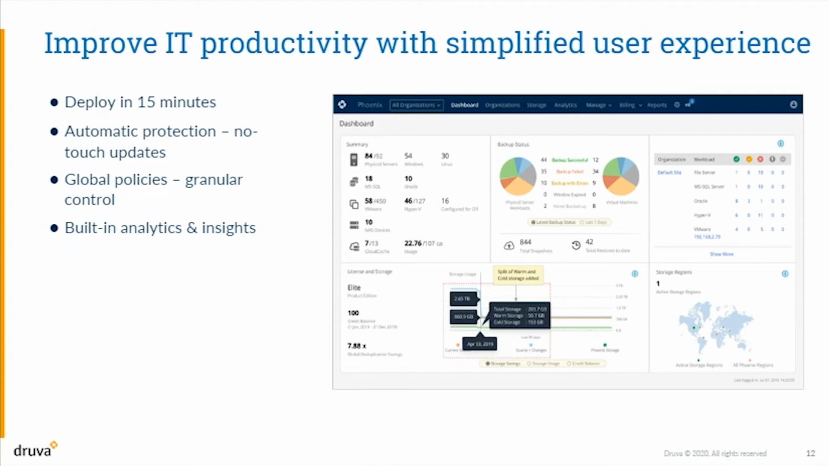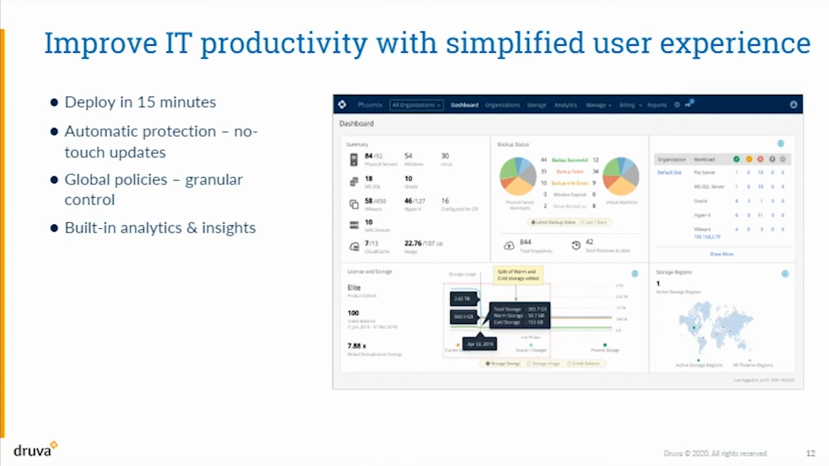Furthermore, because it's a SaaS-based platform, it's a no-touch update process. So you don't need to spend time checking whether the software, hardware, or any of the other components of that solution are current with given security policies. We deliver new updates to our SaaS platform twice a month, and it's just delivered to you automatically.